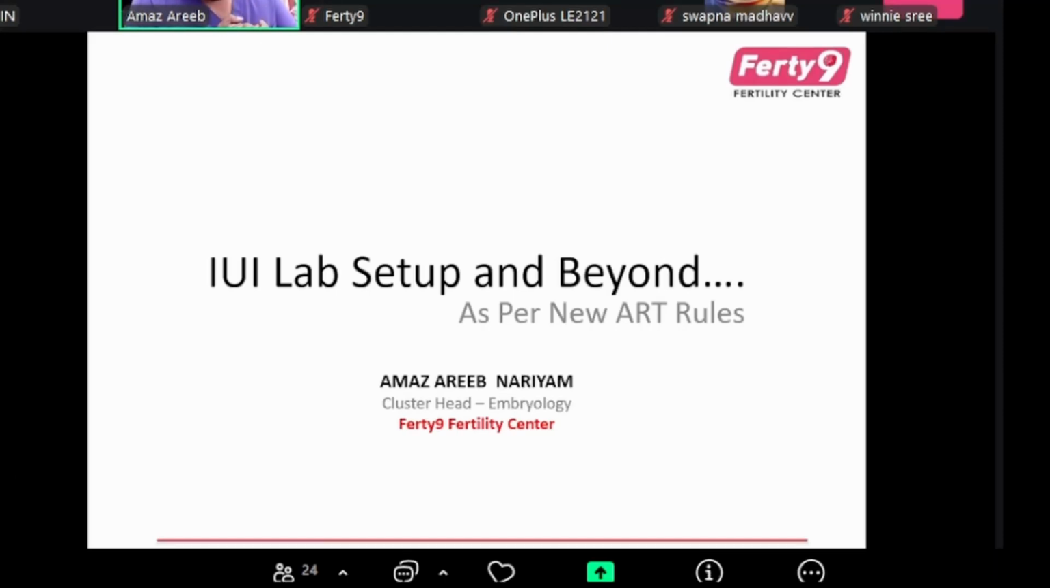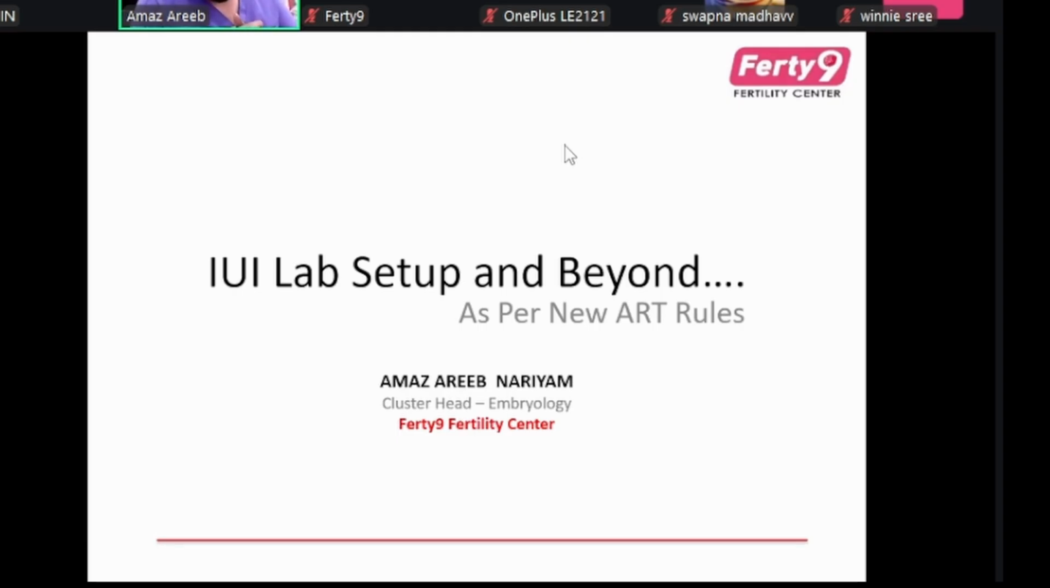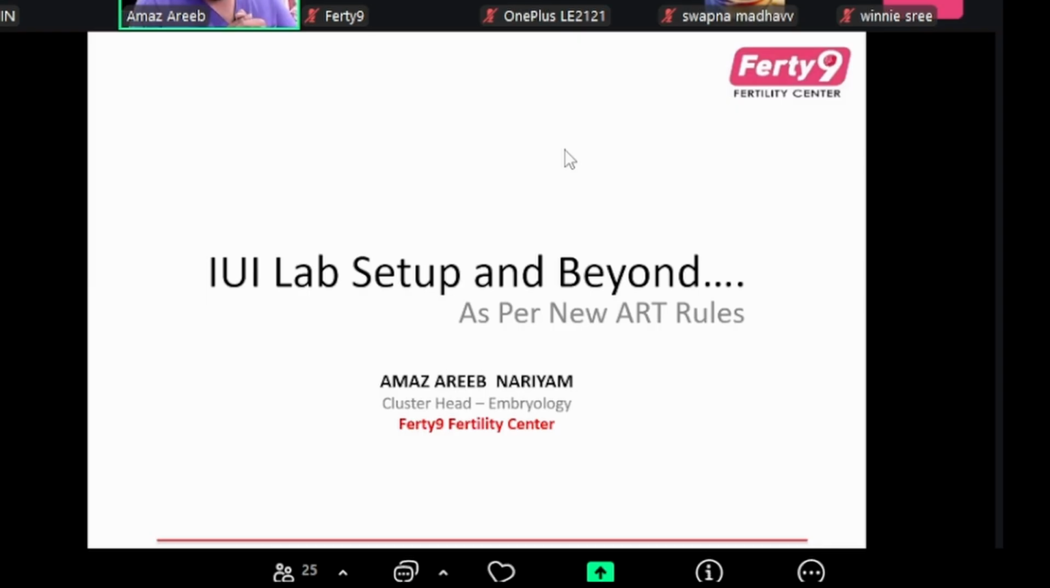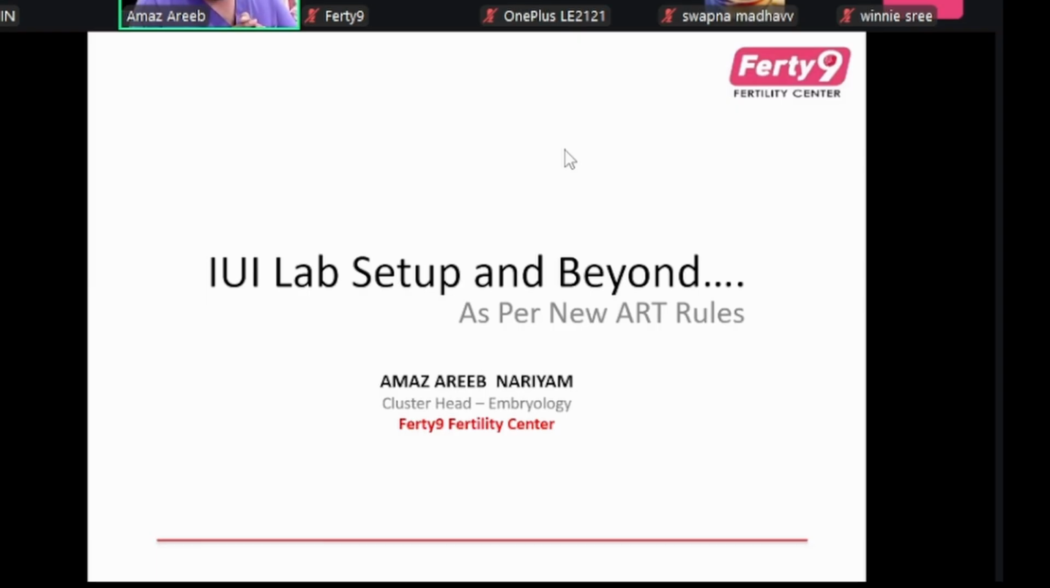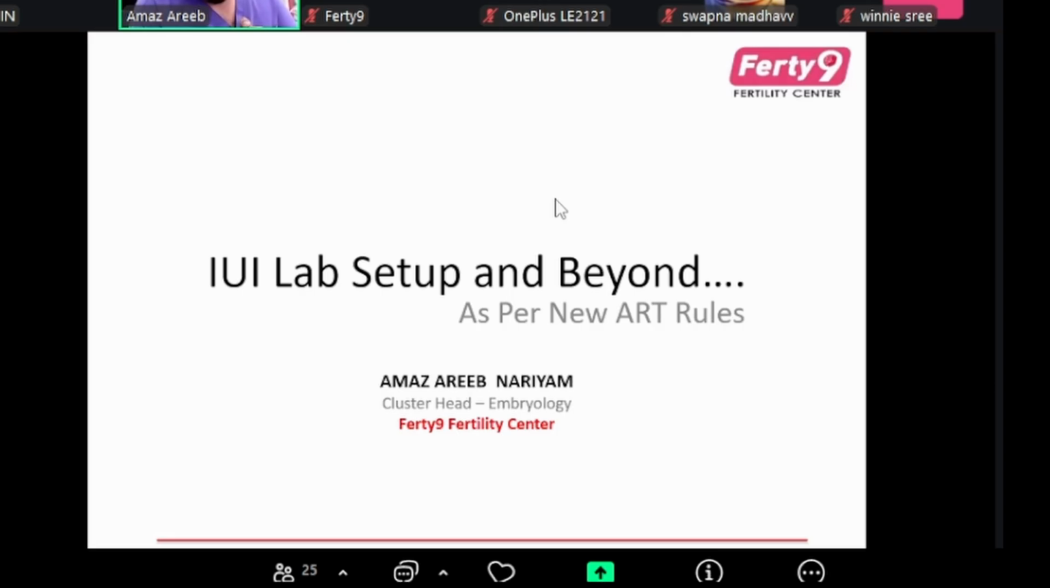I'll be having a session on IUI lab setup and beyond as per the new ART rules. Since you are all practicing clinicians, I'll not be going into much detail. I'll be brushing up regarding IUI, why we do it, what is required as per the new ART law, and how we can set up a better IUI for a better optimized outcome.